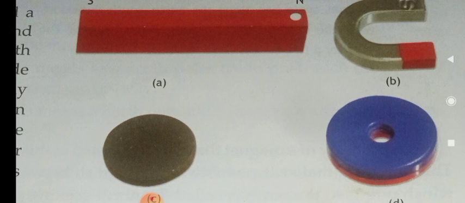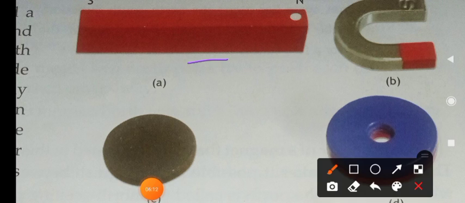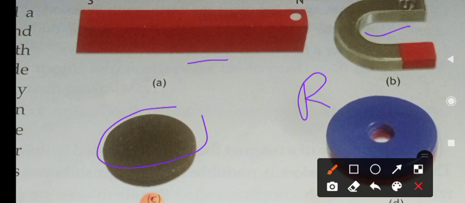So this is a bar magnet. The first one is a bar magnet. This one is a horseshoe magnet. It resembles a horseshoe, no? Yes. And this is a disc magnet, ring magnet. So various shapes are available. Is it clear, children?